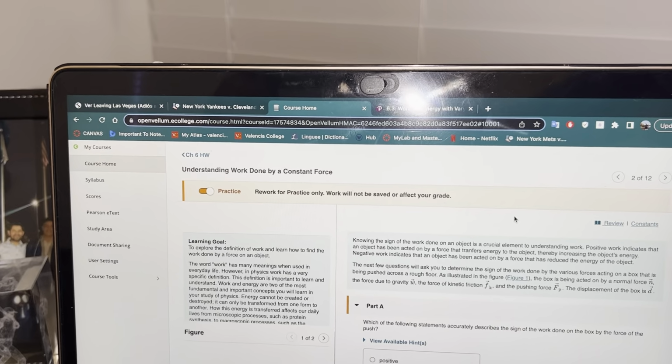And the last one: a block of mass m is pushed up against a spring with spring constant k until the spring has been compressed a distance of x from equilibrium. What is the work done on the box by the spring?